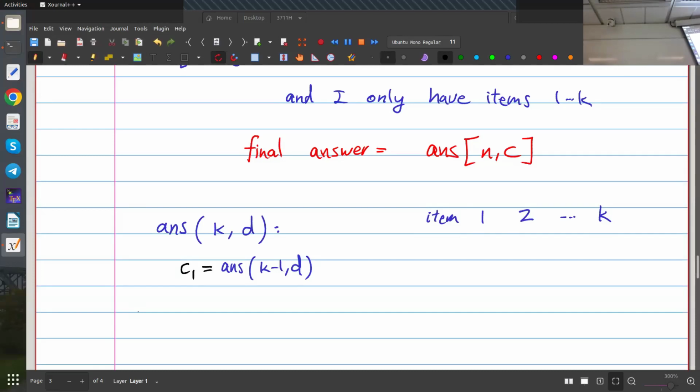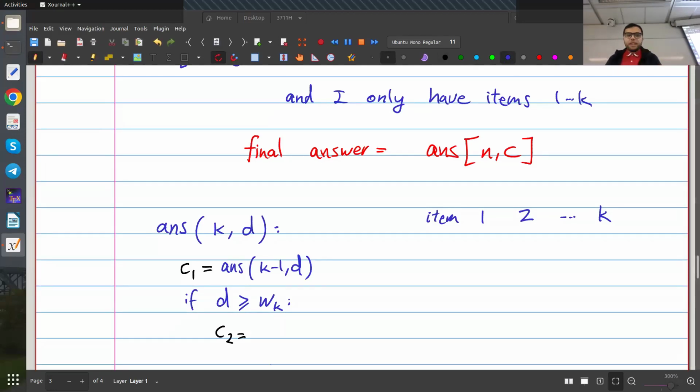Now my second case is that I actually put item K into my knapsack. But I can do that only if item K fits into my knapsack, right? Maybe I don't have enough space for item K. So I have to check that. I have to say if there is enough space for item K. So if the size of my knapsack is greater than or equal to the weight of item K, now I can put item K into my knapsack. And this is my second case. So I call this C2.